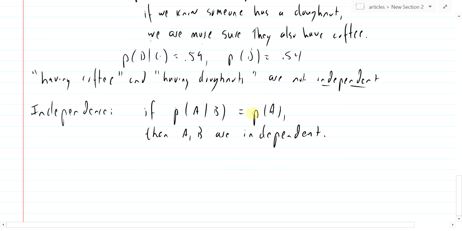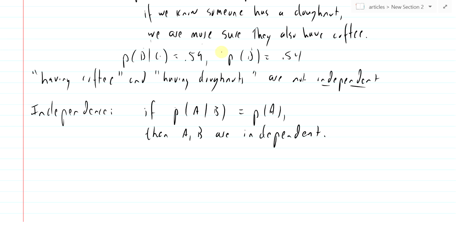And so this is saying you have a certain probability of something happening. Suppose you get some extra information that something else, B, has happened first. Does that change the probability that the event A happens? And if it doesn't, if knowing B doesn't change the probability that A happens, then they're called independent. So here, we know what the probability of having a donut is. It's 54%. If we know that they have coffee, does that change the probability that they have a donut? And the answer is yes. So they're not independent. People who have coffee tend to have donuts more often than the general population has donuts. Coffee drinkers tend to eat more donuts than people in general.